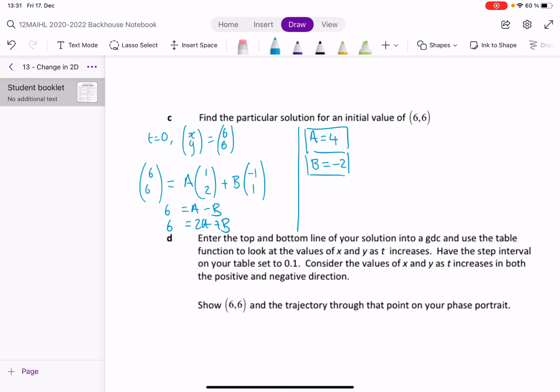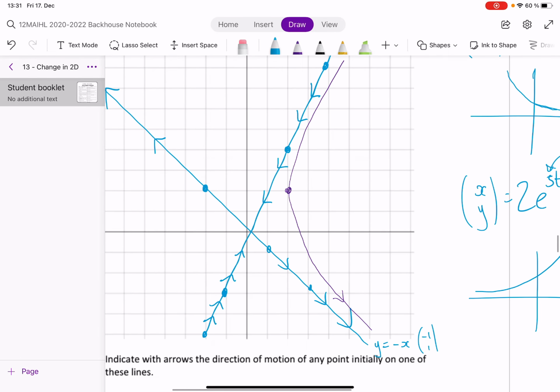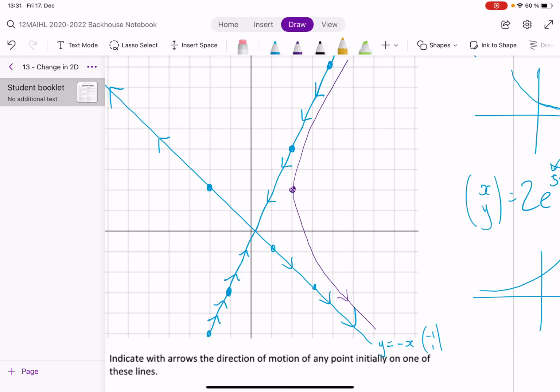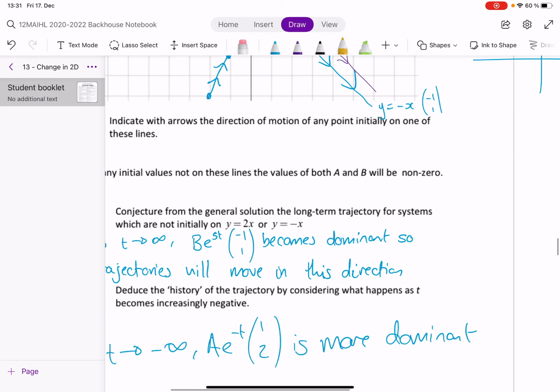Okay, if you need to, take the time, pause the video, convince yourself that those are the values using the linear solver. But we should end up with this as a particular solution: 4 e to the negative t times 1, 2, oops, not plus, negative 2, minus 2 e to the 5t times negative 1, 1. Okay, so let's see what happens. We're starting off at this point, 6, 6. Not on either of the eigenvectors. We have a particular solution for that.